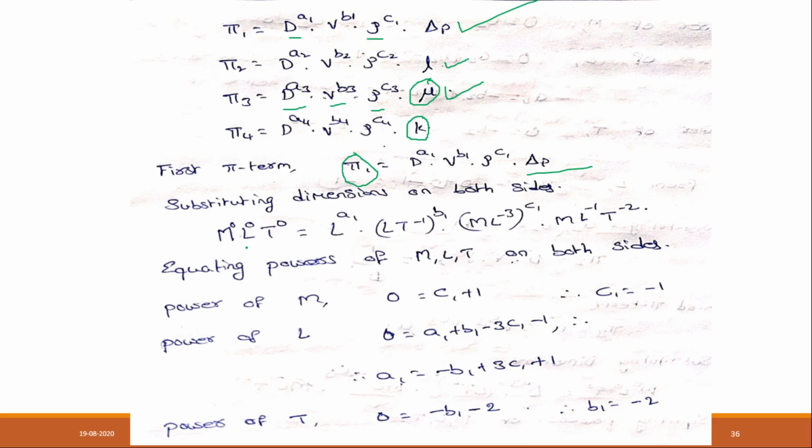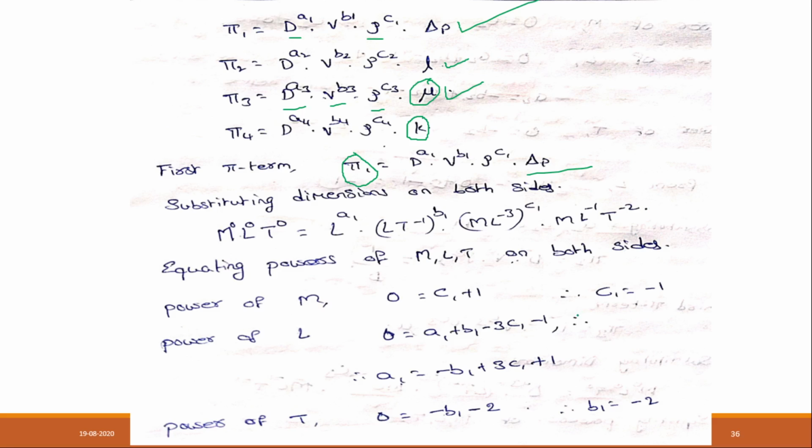So indirectly we can say that pi term is dimensionless, and diameter we can say is length, and velocity we can say as L into T power minus 1, and rho we can say as M into L power minus 3. Delta P is M into L power minus 1 into T to the power of minus 2.